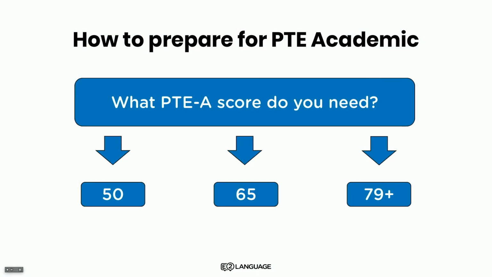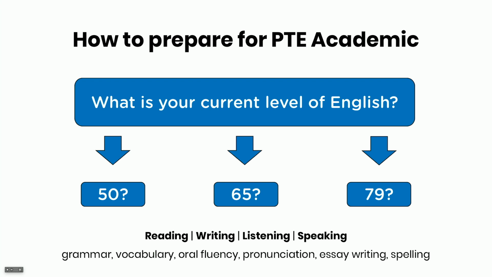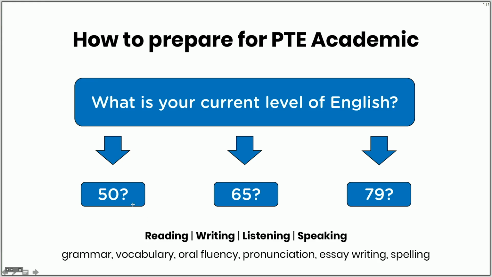Cool bananas. Next thing you need to work out is what is your current level of English? And this is a challenging question. Are you already at 50, 65, or 79? How do you know? And when you're asking yourself this question, you need to be at those specific levels at each of these skills: reading, writing, listening, and speaking, and also at each of these sub-skills.